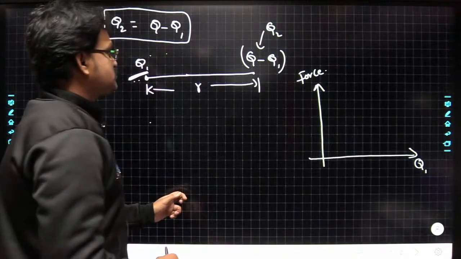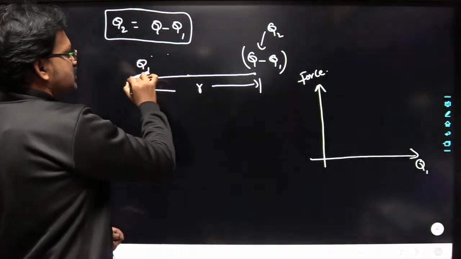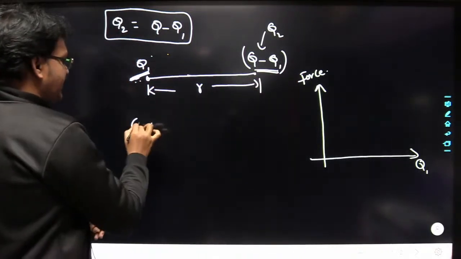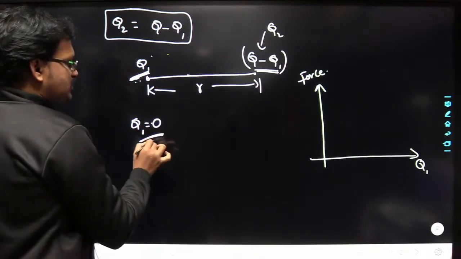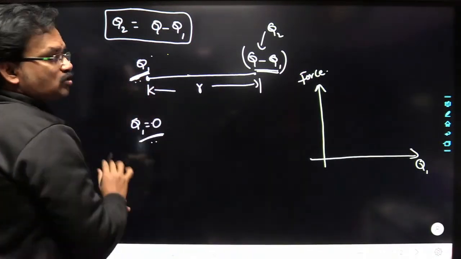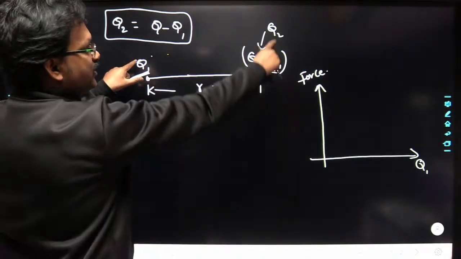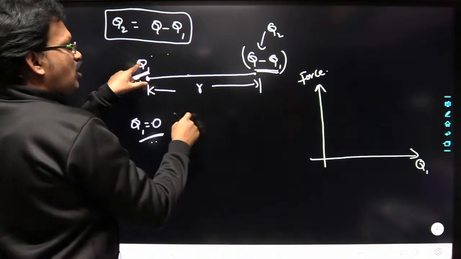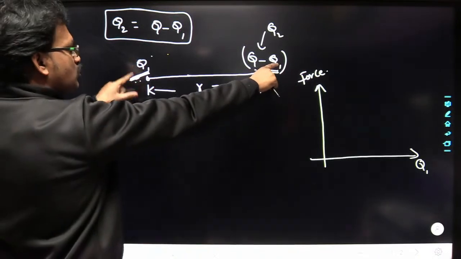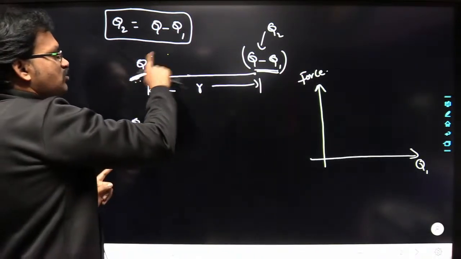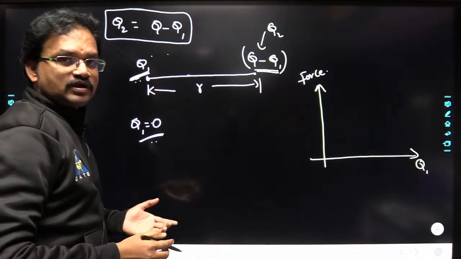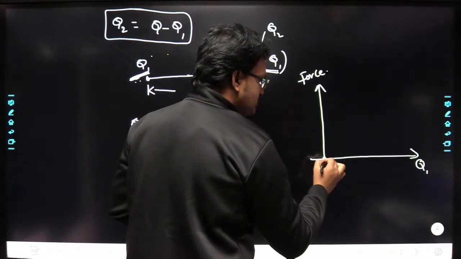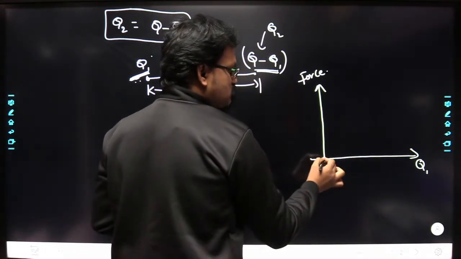Right? Now see here. If you observe, this charge is Q1 and this is Q minus Q1. First, let us take Q1 equal to 0. Whenever you put Q1 equal to 0, this charge becomes 0, and here you have Q2, that is Q minus 0. So 0 and Q are present. What is the force between 0 and Q? It is nothing but 0, right? So when Q1 is equal to 0, the force will also be equal to 0.